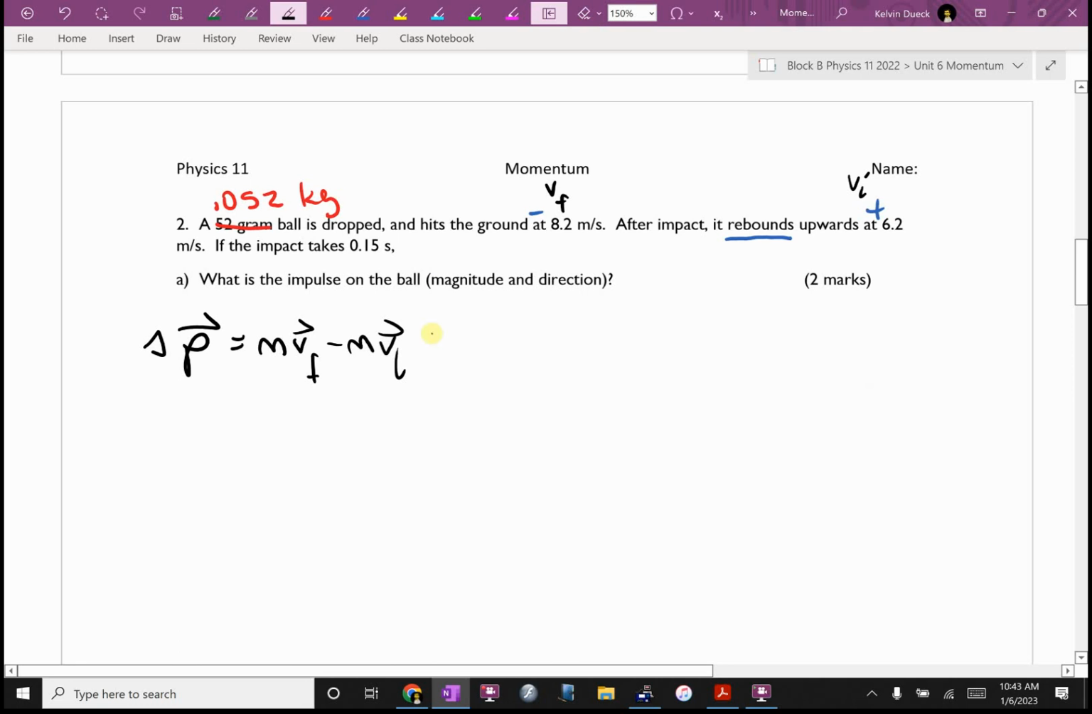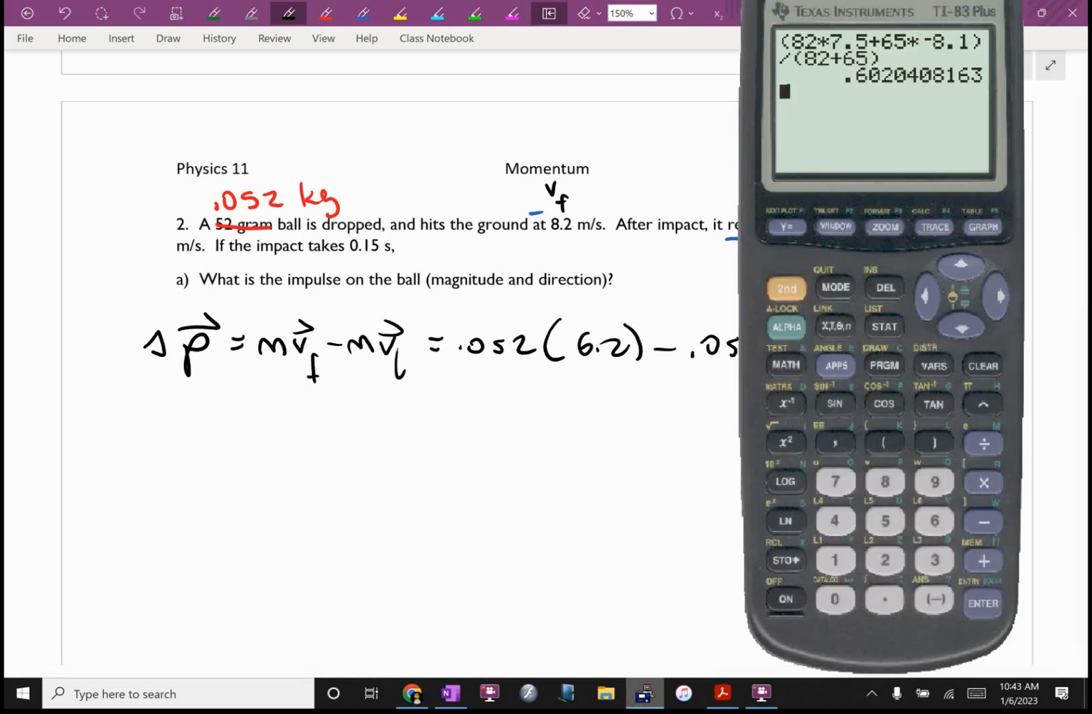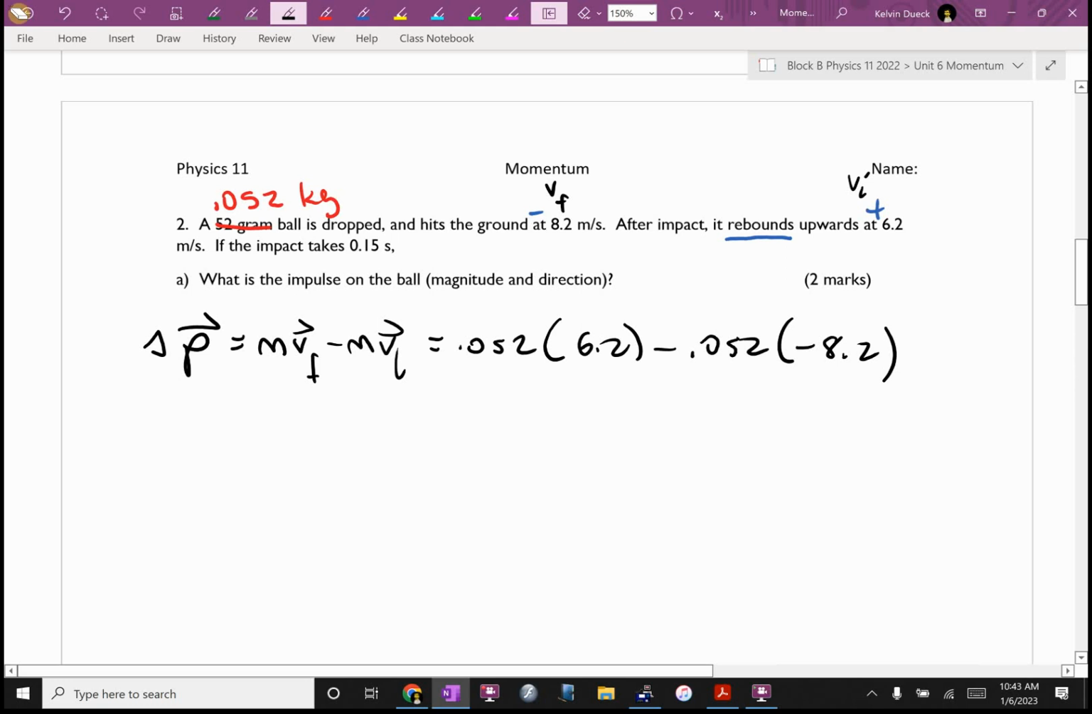So it's going to be m 0.052, v final 6.2, minus m 0.052, v initial negative 8.2. 0.052 times 6.2 minus 0.052 times negative 8.2. Did y'all get 0.749? 0.7488, I would take that, but that's going to be 0.749. I guess it's going to be kilogram meters per second.